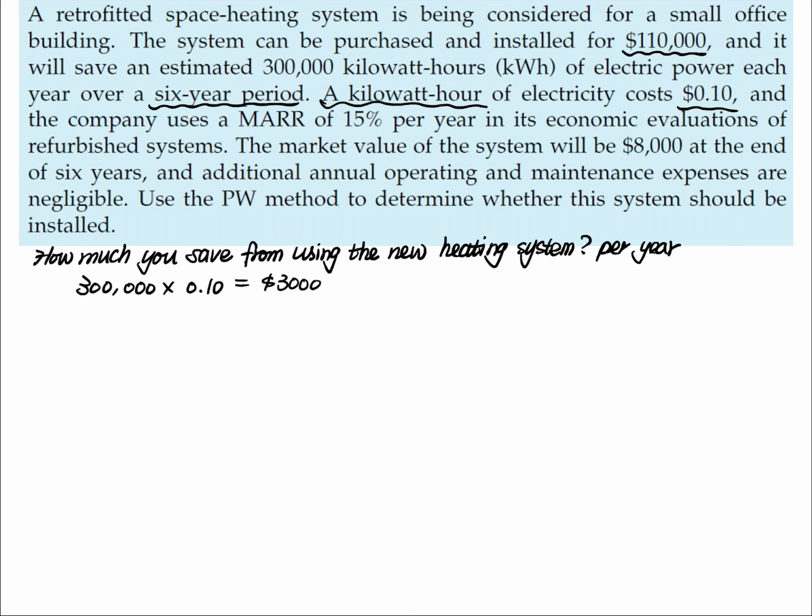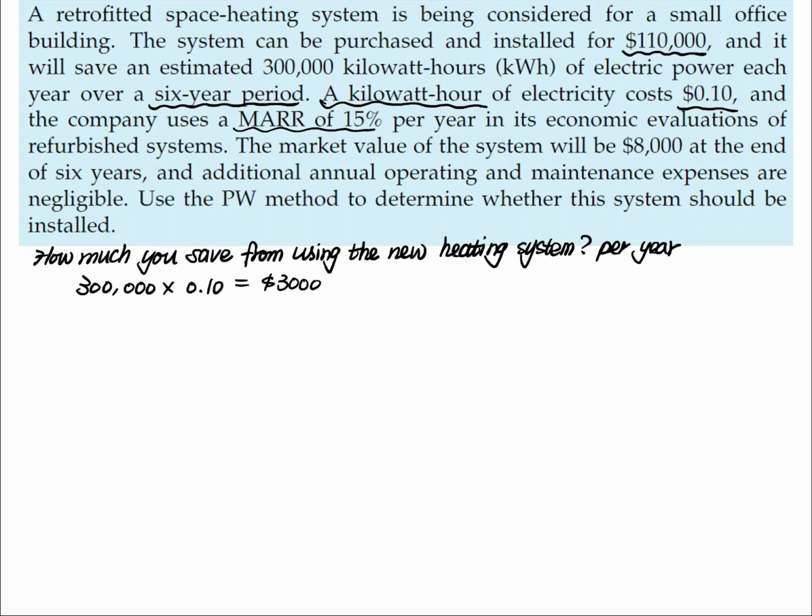Okay. All right. So let's continue to read the statement. And the company uses a MARR of 15% per year. Okay, you see MARR is always given. Okay, in its economic evaluations of refurbished systems. The market value of the system will be 8,000 at the end of 6 years. Okay, and additional annual operating and maintenance expenses are negligible. Okay, so you want to use the PW method to determine whether the system should be installed, if you want to accept that or not.